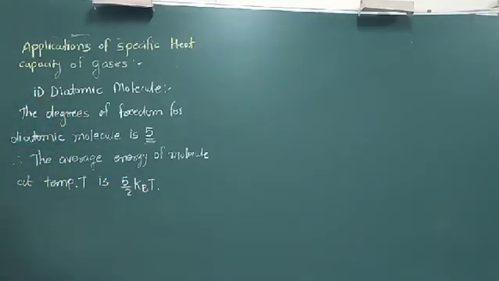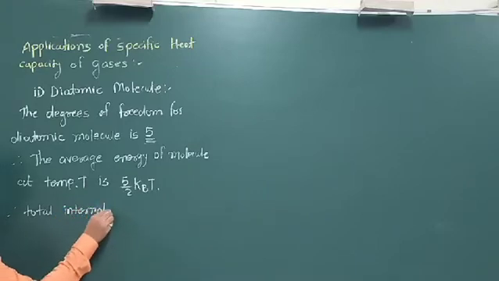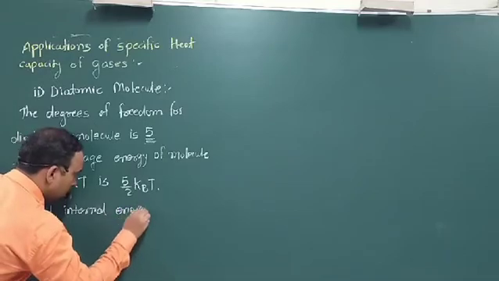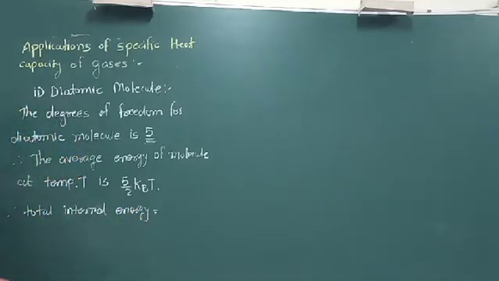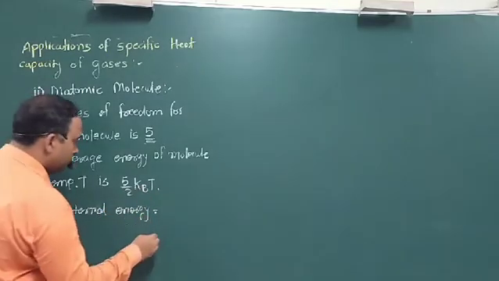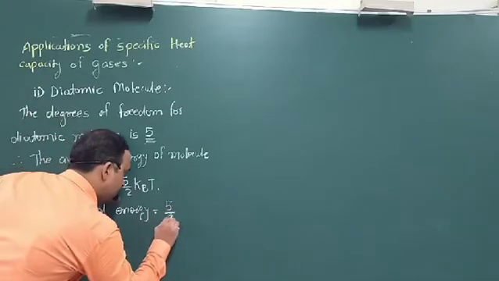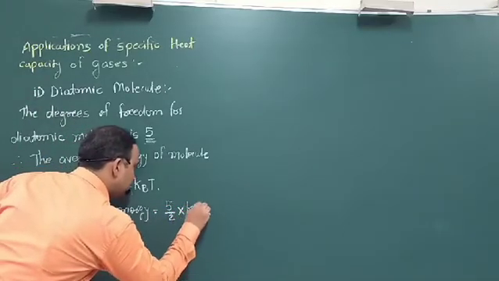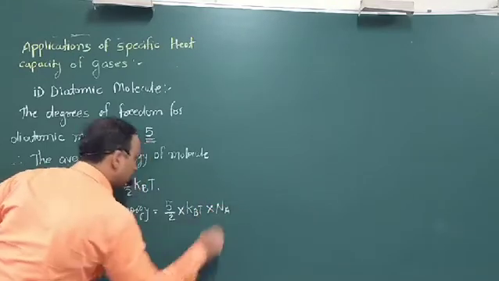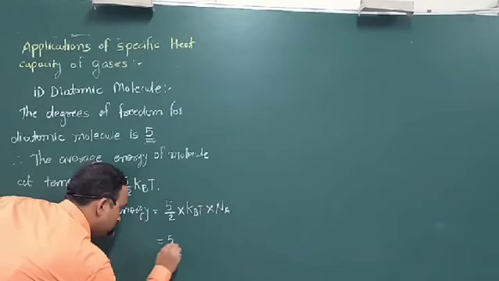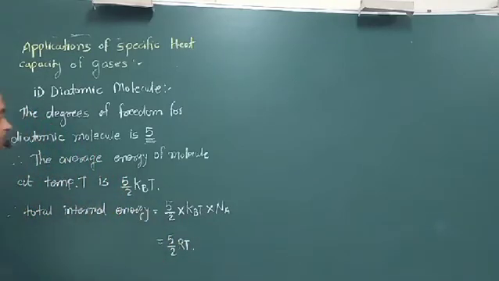Okay, so we want to find the total internal energy. Therefore, the total internal energy is equal to the average energy times Avogadro's number. So 5/2 kBT times NA, which is equal to 5/2 RT.